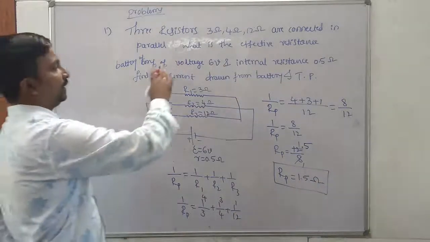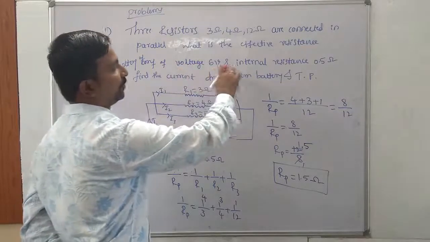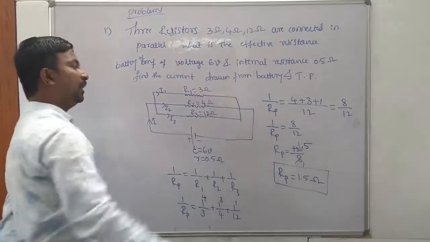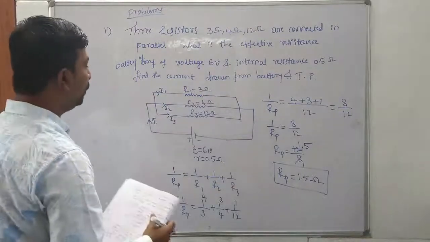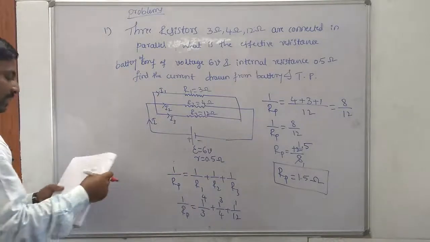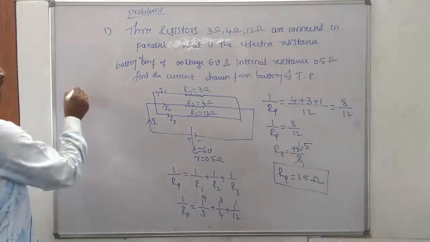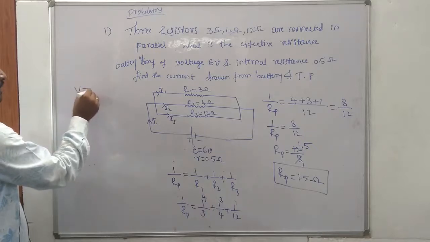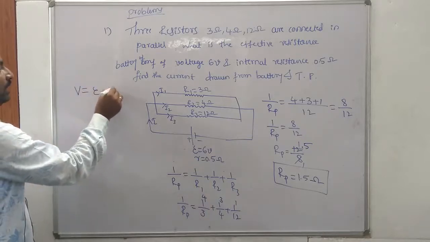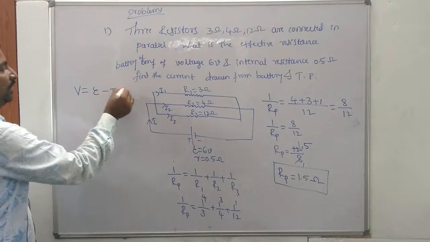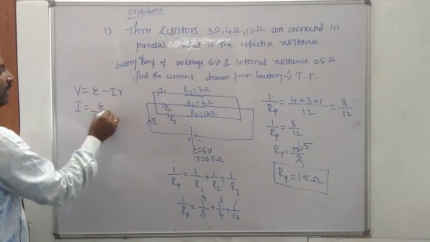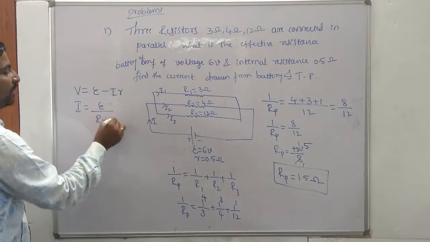Next, what are they saying? EMF of battery 6 volt and internal resistance 0.5. Find the current drawn from the circuit. To find the current, first, you already know the terminal potential difference V is equal to E minus Ir. Then current I is equal to E divided by R plus r.